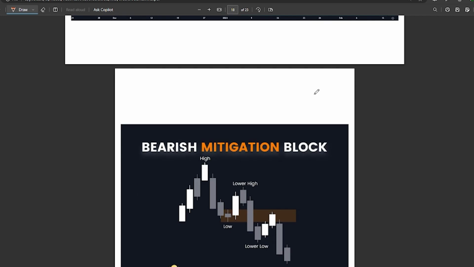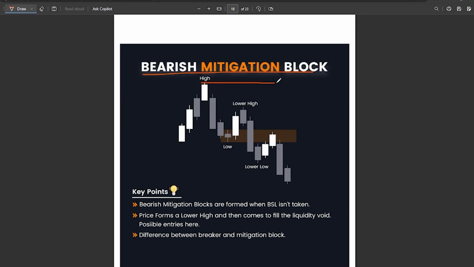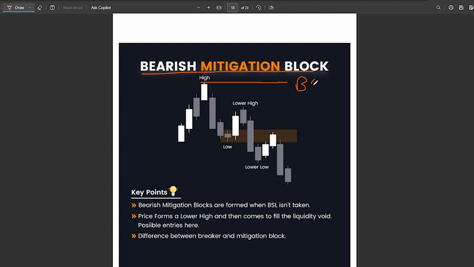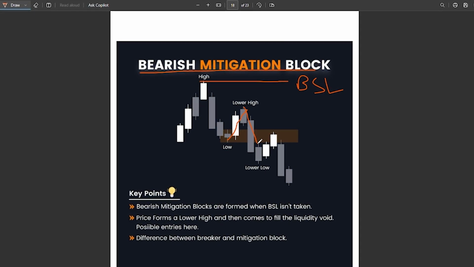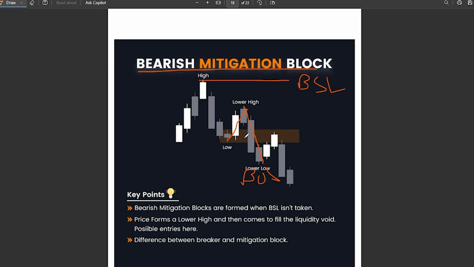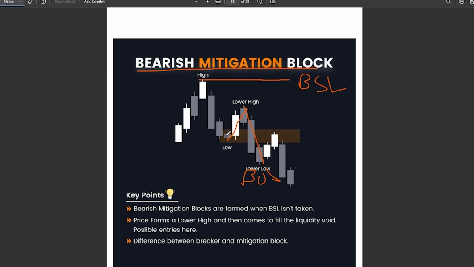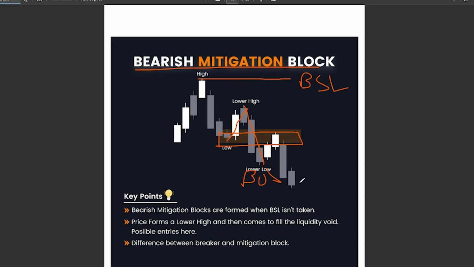So now let's move to our seventh type of order block, that is the bearish mitigation block. It is completely the opposite of the bullish mitigation block. It is formed when price fails to take the buy side liquidity, creates a lower high showing weakness, then creates a lower low to show break of structure, and then when the order block gets retested, here you can see the down candle gets retested, you can take an entry here.